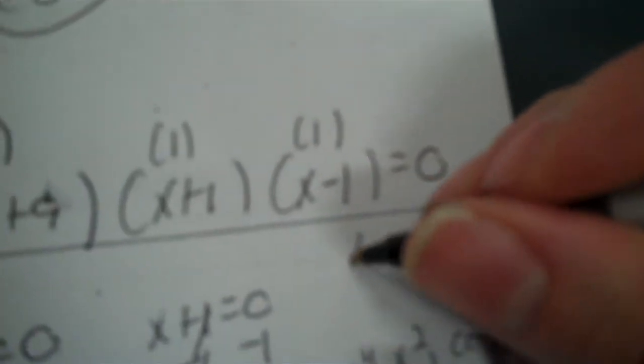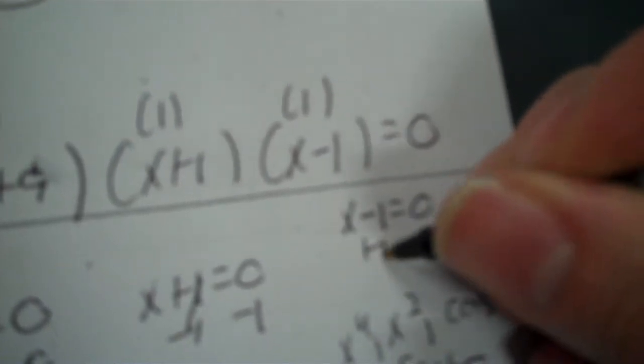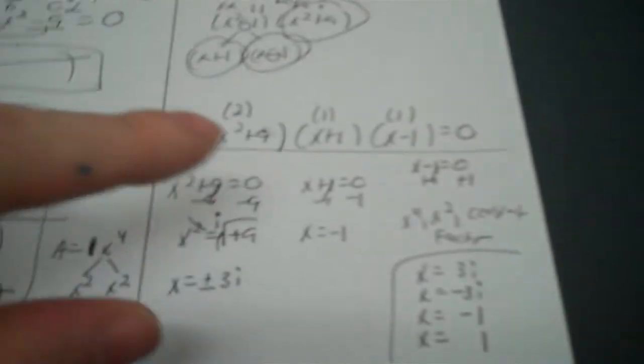X plus 1 equals 0. One answer from here, that'd be negative 1. X minus 1 equals 0. That would be positive 1. Okay. We're going to come back to that problem here on number 10.